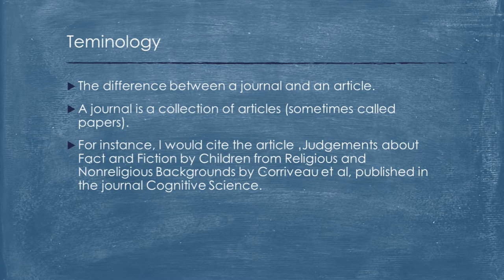When you cite someone's article, you should give the name. I mean, if you want to be clear, then you should cite the article name and the journal in which it was published. For instance, I could talk about Judgments About Fact and Fiction by Children from Religious and Non-Religious Backgrounds by Corriveau et al., published in the journal Cognitive Science. That's very clear. It gives the title of the article, it gives the authors, and it gives the name of the journal. It don't mean a thing if it ain't peer-reviewed.